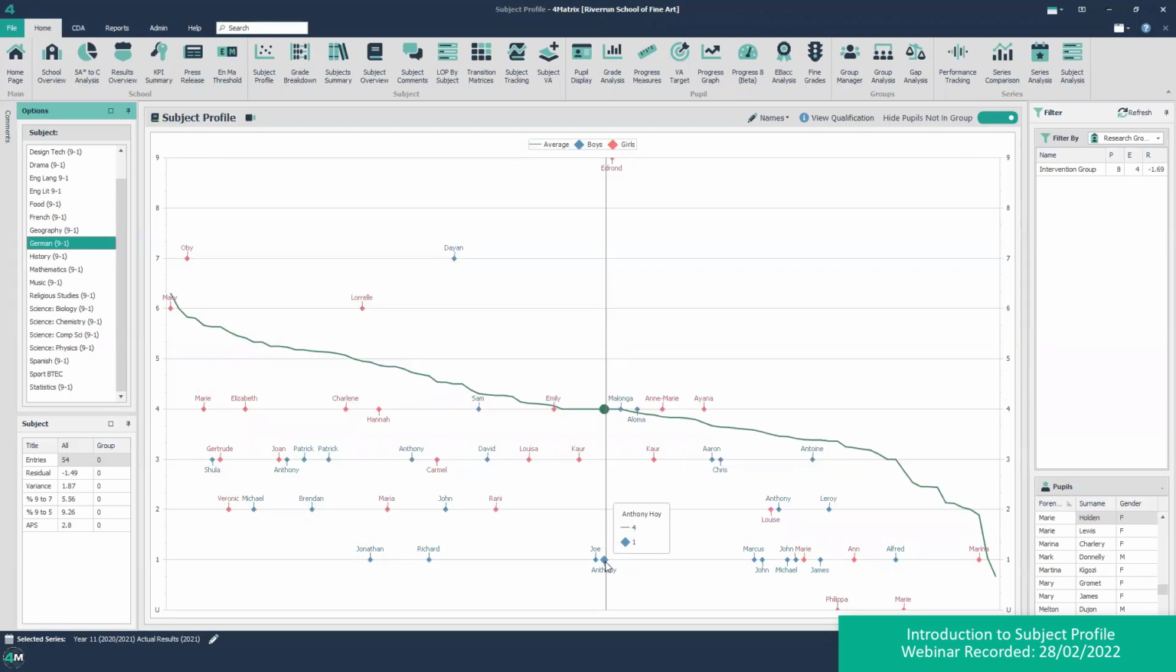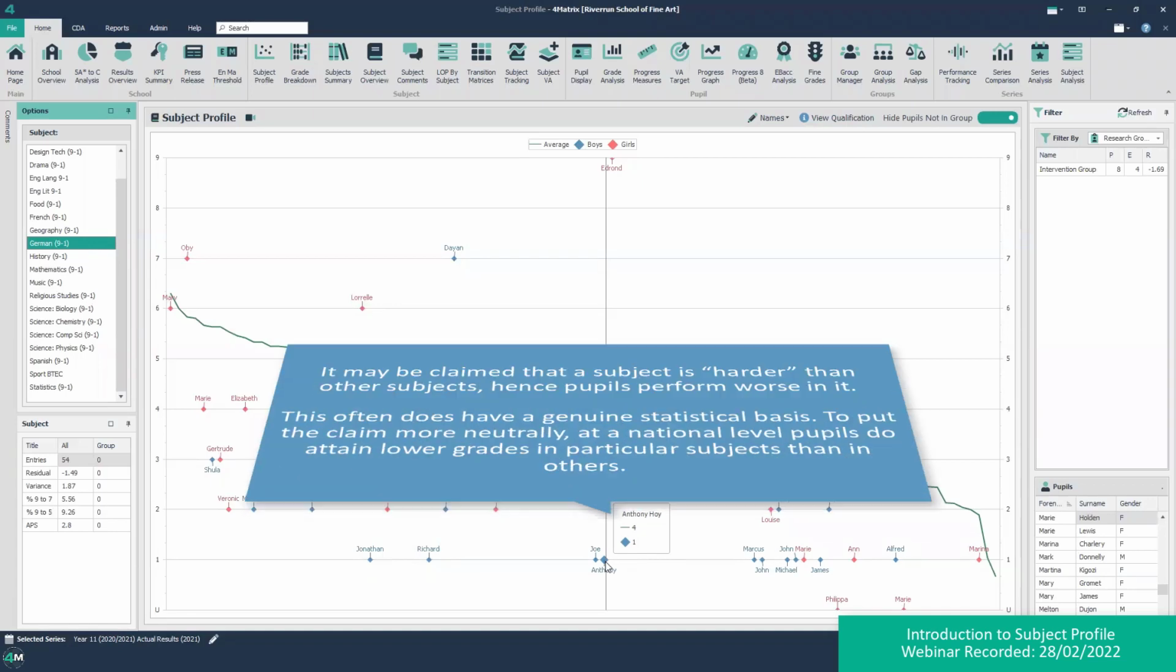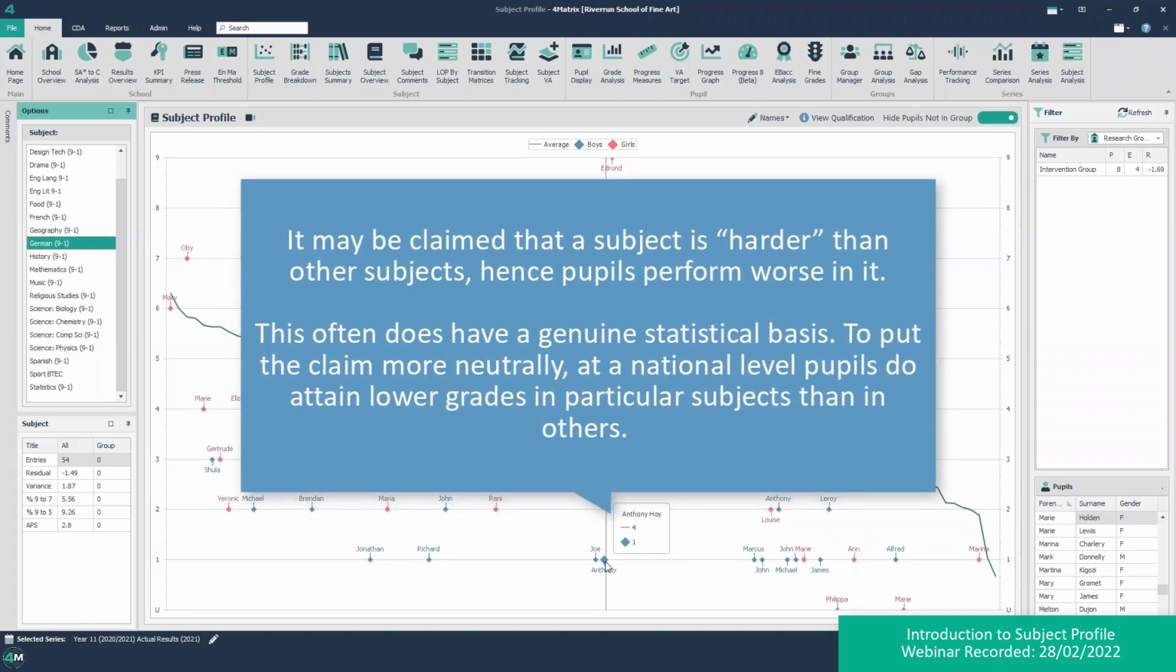When you come to do this sort of analysis in your school, one very common reason that will be offered for why a subject has got a negative residual is that teachers will often claim that their subject is harder than other subjects, hence why pupils do worse in it. It's important to say this does have a genuine statistical basis.